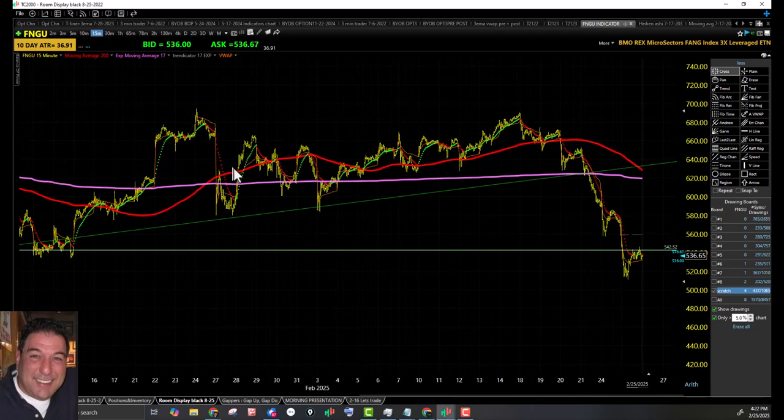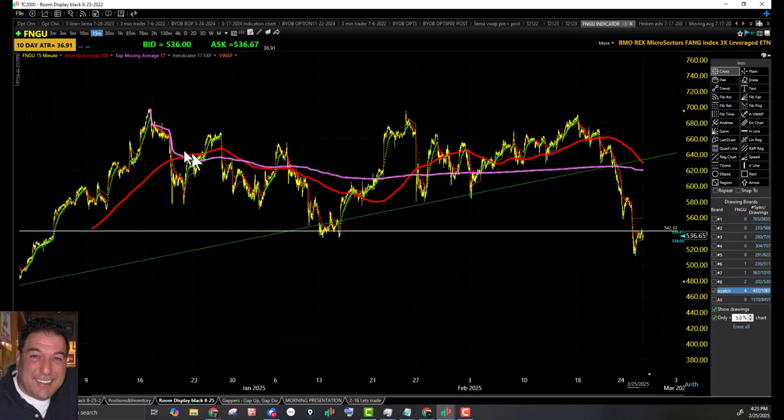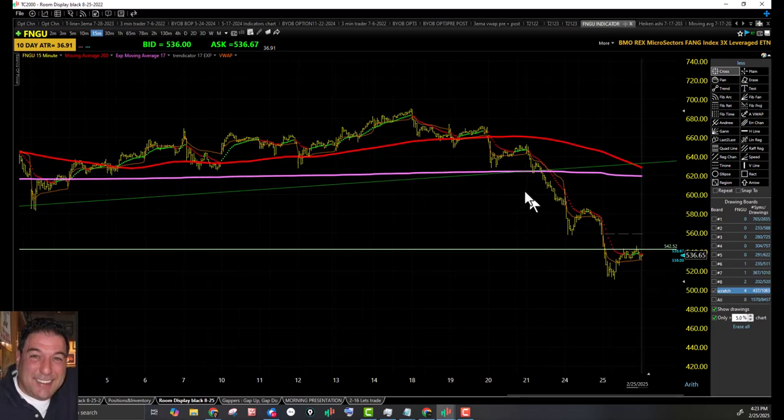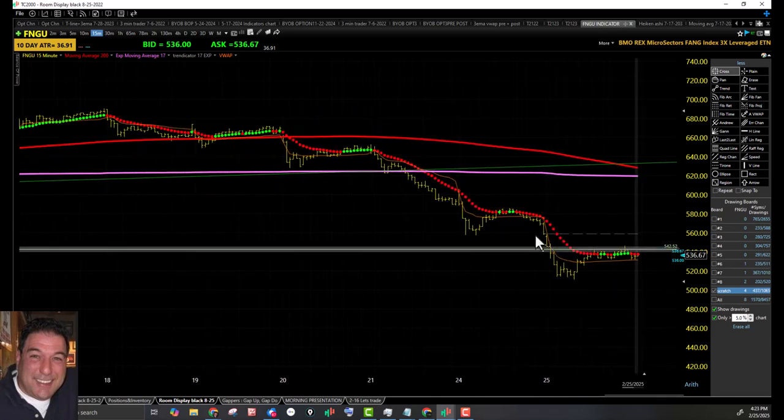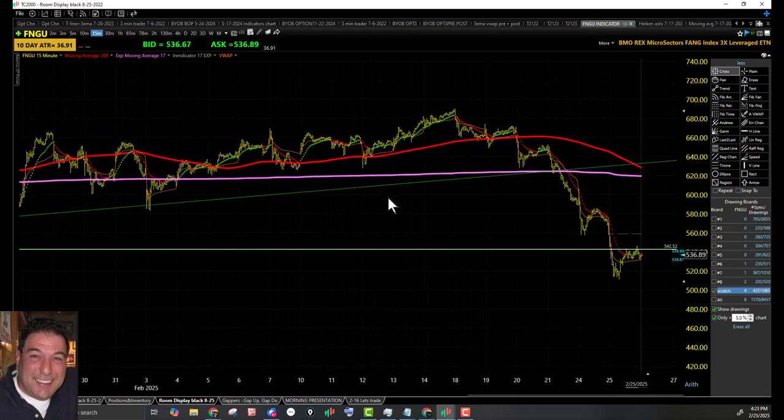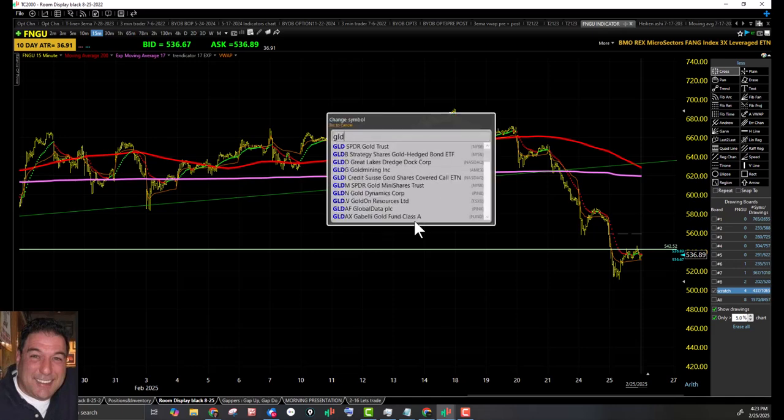Notice FNGU, we're still caught underneath this 200 SMA, still caught underneath the all-time high anchored VWAP. Hard drop down here, so maybe we get a bounce. I didn't see much of a bounce happen today. Nothing more than what happened yesterday. Well, yesterday kind of rolled over at the end of the day. At least today they kind of held it into the close. So there's something a little bit different than yesterday's price action. So there's FNGU. All right, let's take a look at GLD.